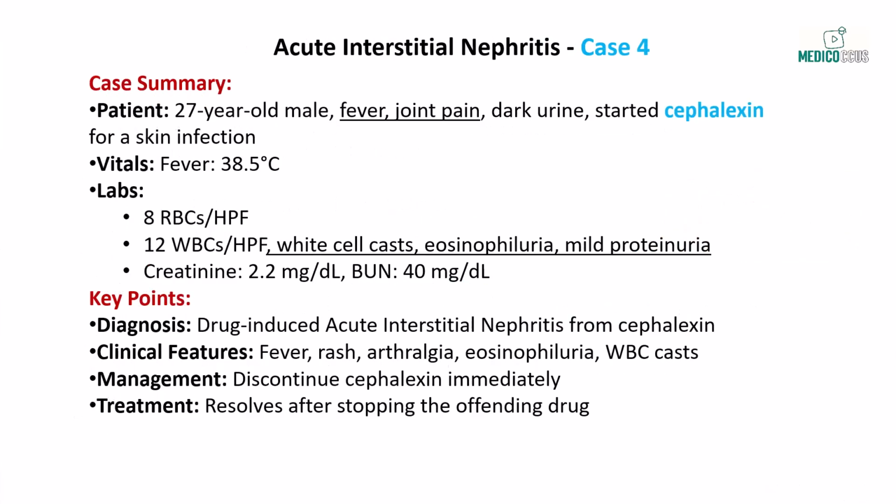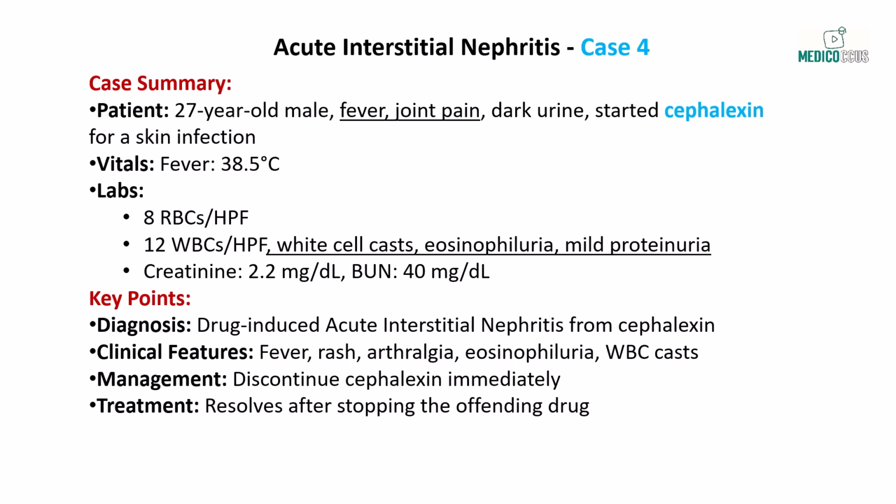This one involves a 27-year-old man who presents with fever, joint pain, and dark urine after starting cephalexin for a skin infection. His temperature is 38.5, and his labs show 8 RBCs and 12 WBCs per high-power field, along with white cell casts, eosinophils in the urine, and mild proteinuria. His serum creatinine is 2.2, and BUN is 40. What should be the next step in management?